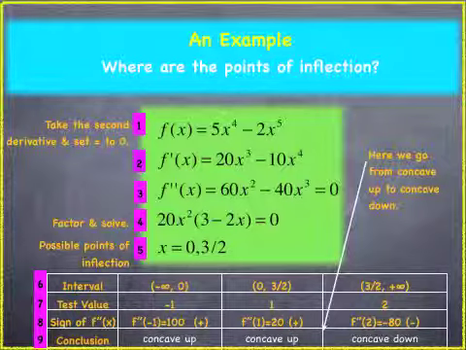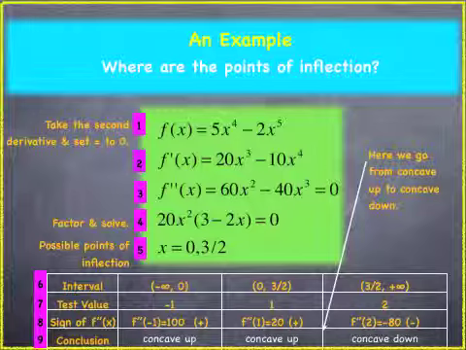Okay, so in row 6, we create our intervals around these values. In row 7, we select test values at each interval. In row 8, we take these test values, we plug them into the second derivative to see whether we get a positive or negative result. If our result is positive, we know we're concave up. If our result is negative, we know we're concave down.